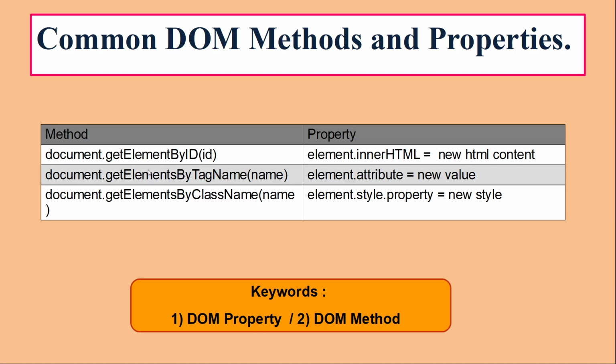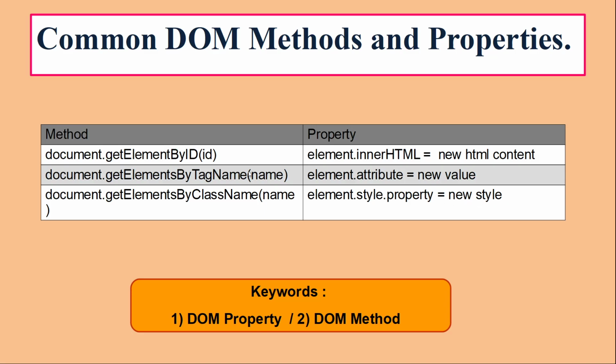Then once you've got the things, what can you do? Once you've got the element from the DOM, you can use innerHTML to add new HTML content. You can use the attribute property to create a new value in that. You can also add a style property. For example, if you want to change the color, you could say style.color. If you wanted to change the font size, you could say style.fontSize, and then indicate what that value is.